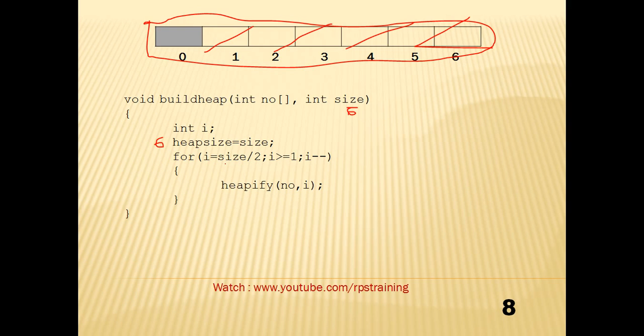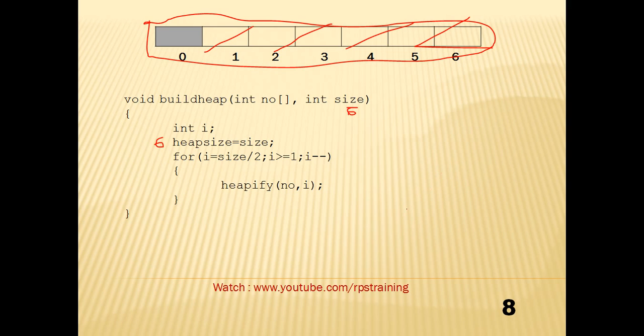And why have we written size by 2? Size is 6, 6 by 2, that is 3. And this index will be the parent node of the last subtree.